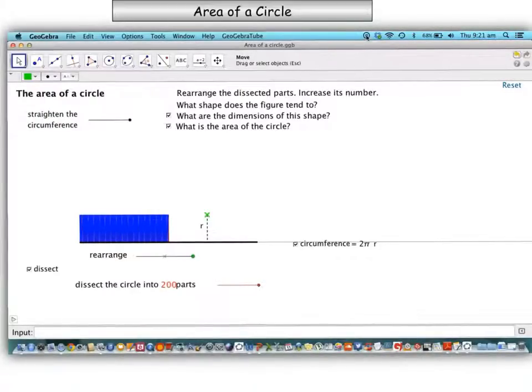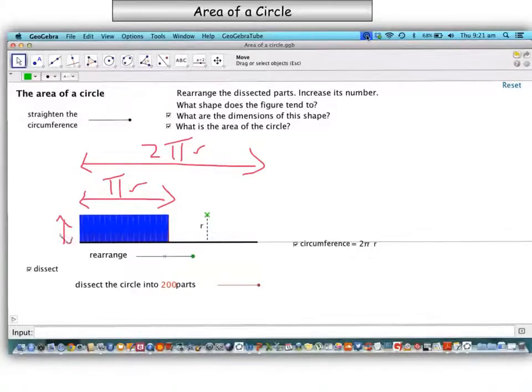So the area of a circle is the area of that particular parallelogram. So this distance is a half of the 2 pi r distance there. So that's 2 pi r, and this is pi r, and this distance here is r. So the area of that parallelogram is base, which is pi r, times height, r. So that's why we get pi r squared.